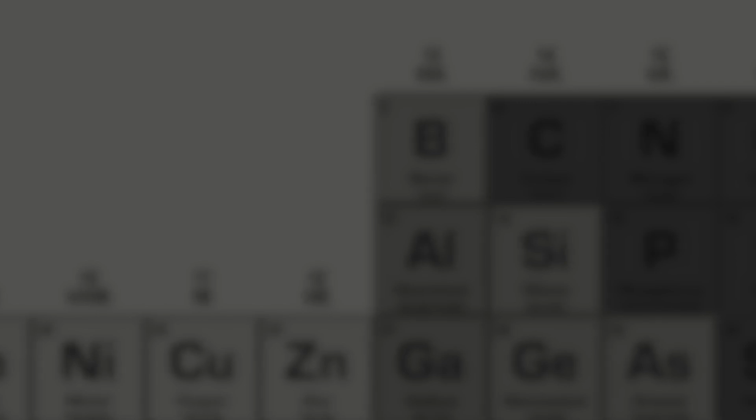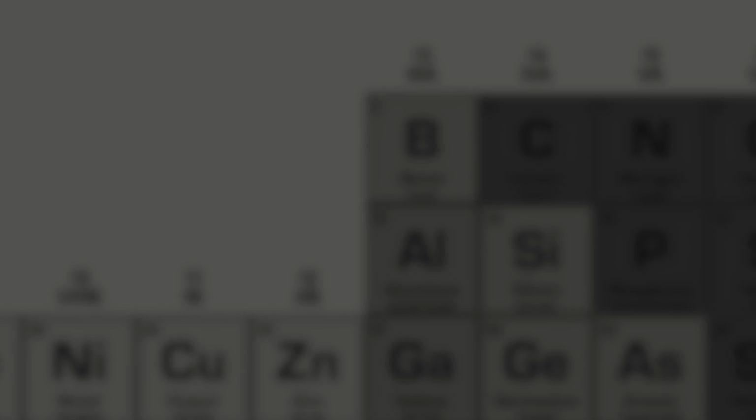The first element in this group is boron, a metalloid. It has some properties of metals and some of non-metals. The rest of the group includes aluminium, gallium, indium, thallium, and nihonium.